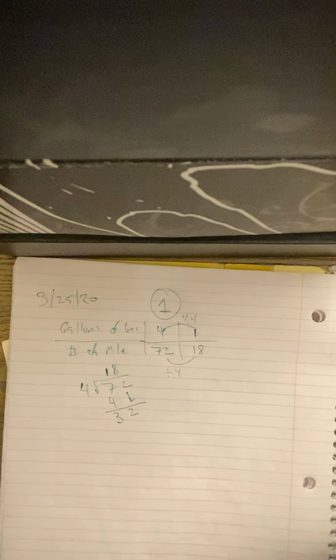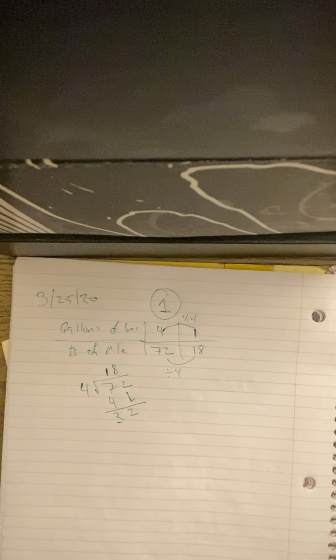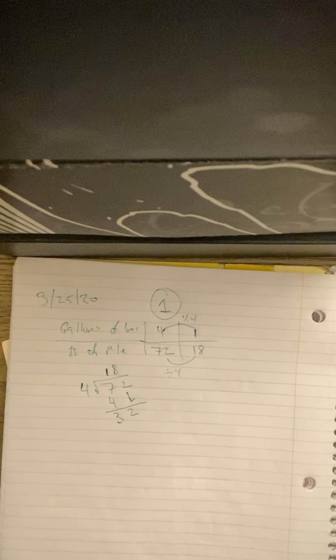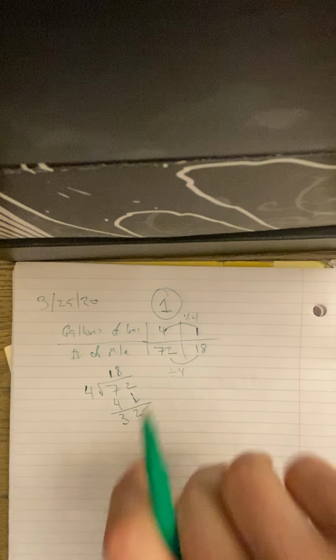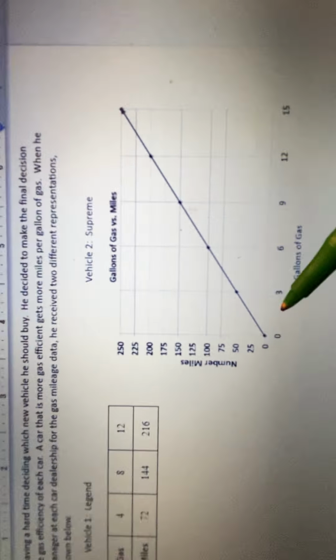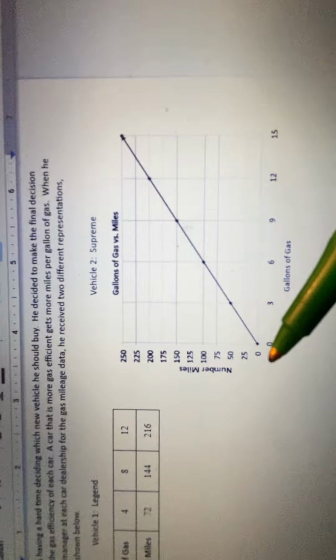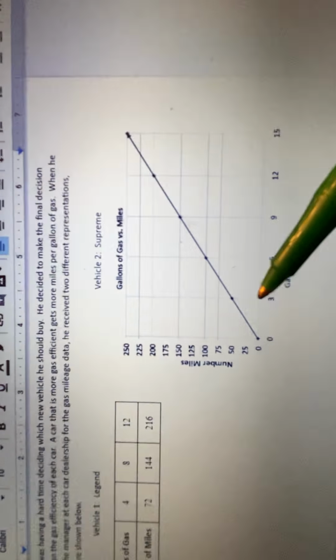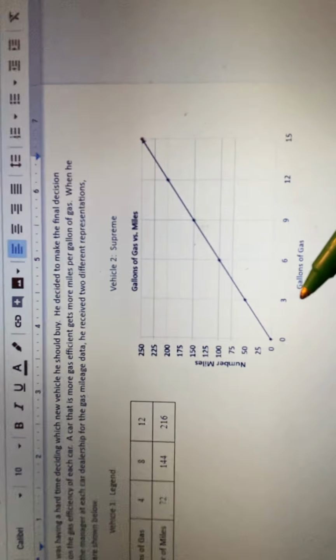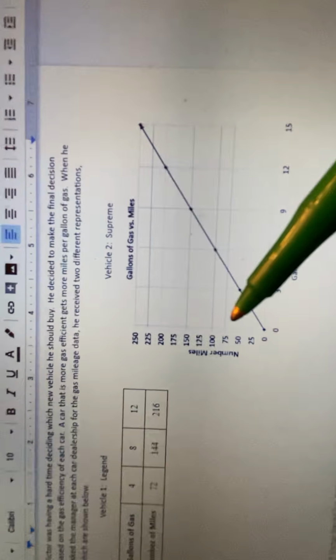All right? Now I'm going to check out my Supreme. We're going to compare 2 different vehicles. So I'm going to look at the Supreme. Now, this is a graph here. So remember, the X is right here, and the Y is right here, right? So the X stands for our gallons, and the Y stands for our number of miles. So if you look, I'm going to pick this one. So I get 3 gallons of gas per every 50 miles, all right? So let's take a look.